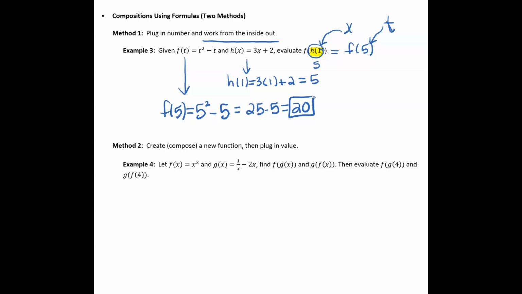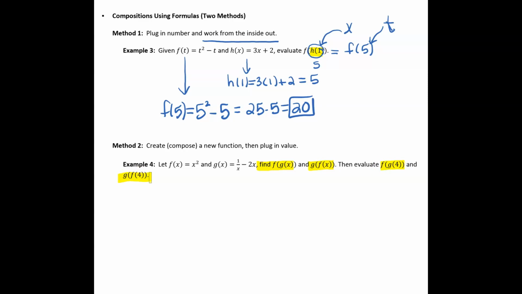It's going to be a matter of creating a new equation. So you have to know method number 2 because of the problems you're going to face. And so it says, let f of x equal x squared and let g of x equal 1 over x minus 2x. Find, look, you can see it's going to come in valuable here. Find f of g of x, find g of f of x, and then we're going to evaluate those two values. And so let's just go ahead and start with the composition of it.